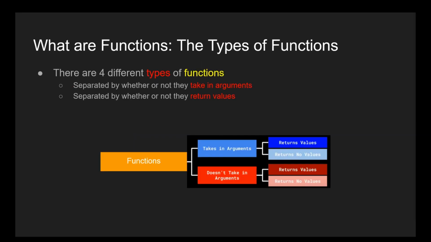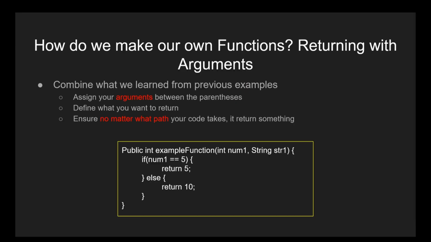The final type of function is one that returns a variable and also takes in arguments, and for this all you need to do is combine what we have learned from the previous cases. First, you assign your arguments in between the parentheses, making sure you have also defined what variable you want to return, and then ensure that no matter what path the code takes, that you are always returning that variable type.